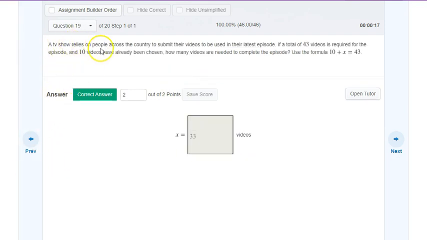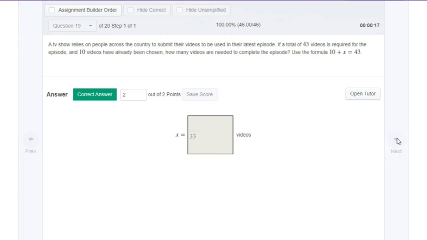Here, a TV show relies on people across the country to submit their videos to be used in the latest episode. If a total of 43 videos is required for an episode, and 10 videos have already been chosen, how many videos are needed to complete the episode? And they're giving us the formula. So this one we can almost do mentally. We're just going to subtract 10 from both sides, and we get X equals 33.